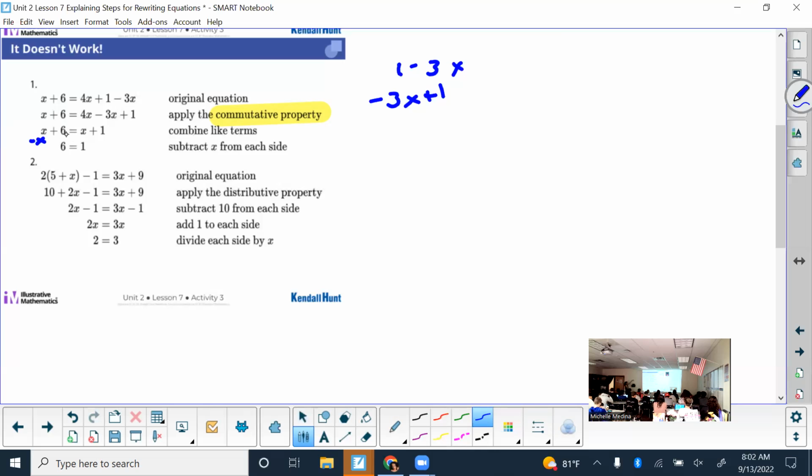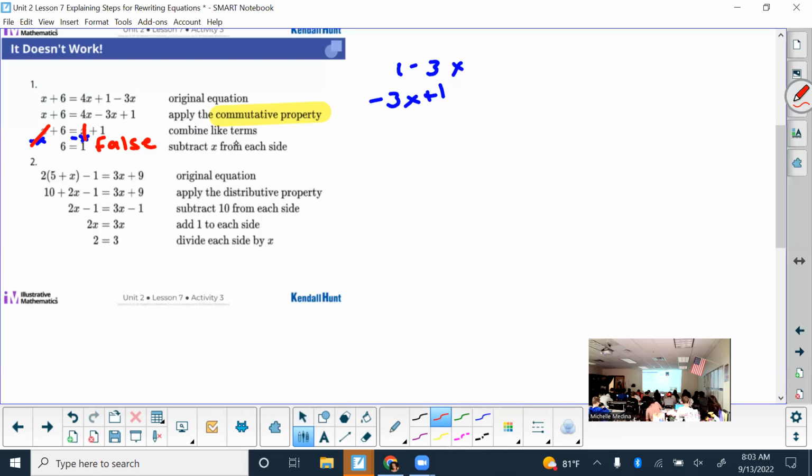Yeah, because ordinarily after you combine your like terms, you would move the variable to one side. If I want to move this x, I would have to subtract it, and whatever I do on one side, I do to the other. But then it completely cancels out, and I'm left with no variables. I have 6 equals 1. Is that true? No, it's not a true equation.